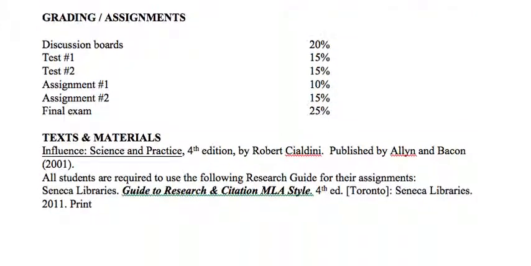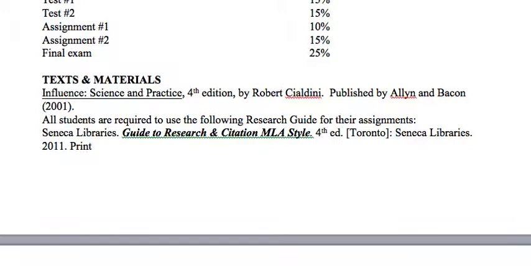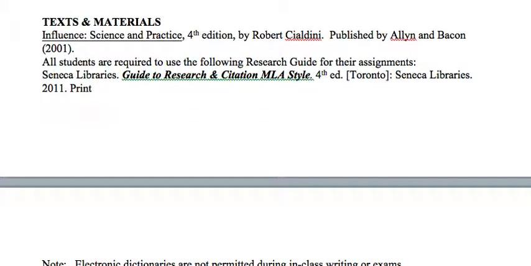The textbook that we're going to be using is Influence, Science and Practice, which you will be receiving during the orientation. Any of your assignments that you'll be submitting will be done using MLA style. You can pick that textbook up or research guide up at the library. You can also find MLA information online at the Seneca Library website.